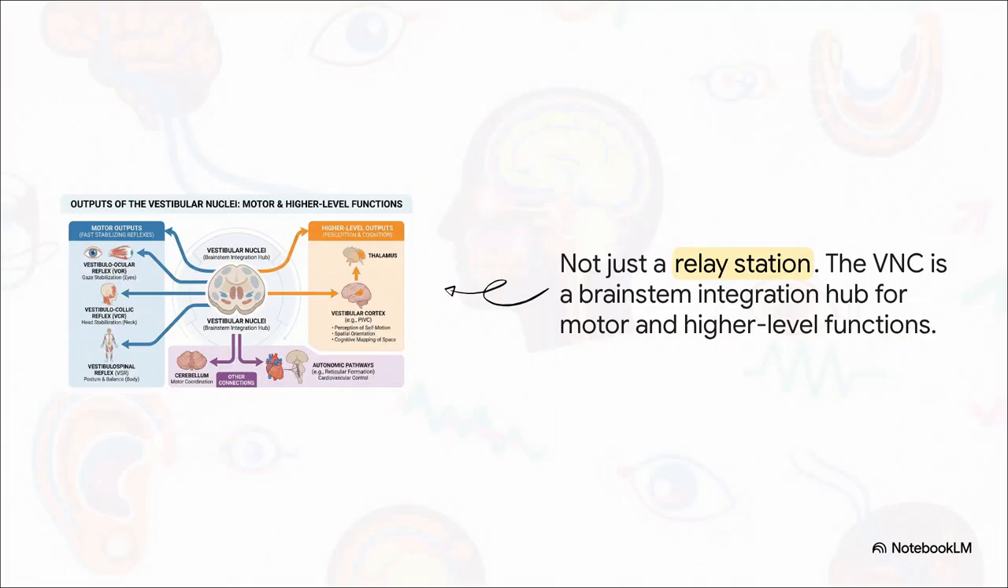This image really just drives the point home, doesn't it? The VNC isn't just listening to the inner ear. It is a true integration hub. It's constantly getting signals from our visual system, from our body sense of touch and position, the whole somatosensory system, and of course from the cerebellum. It then takes all this data, computes it, and orchestrates everything from our most basic reflexes to our conscious perception of moving through space. It's incredible.